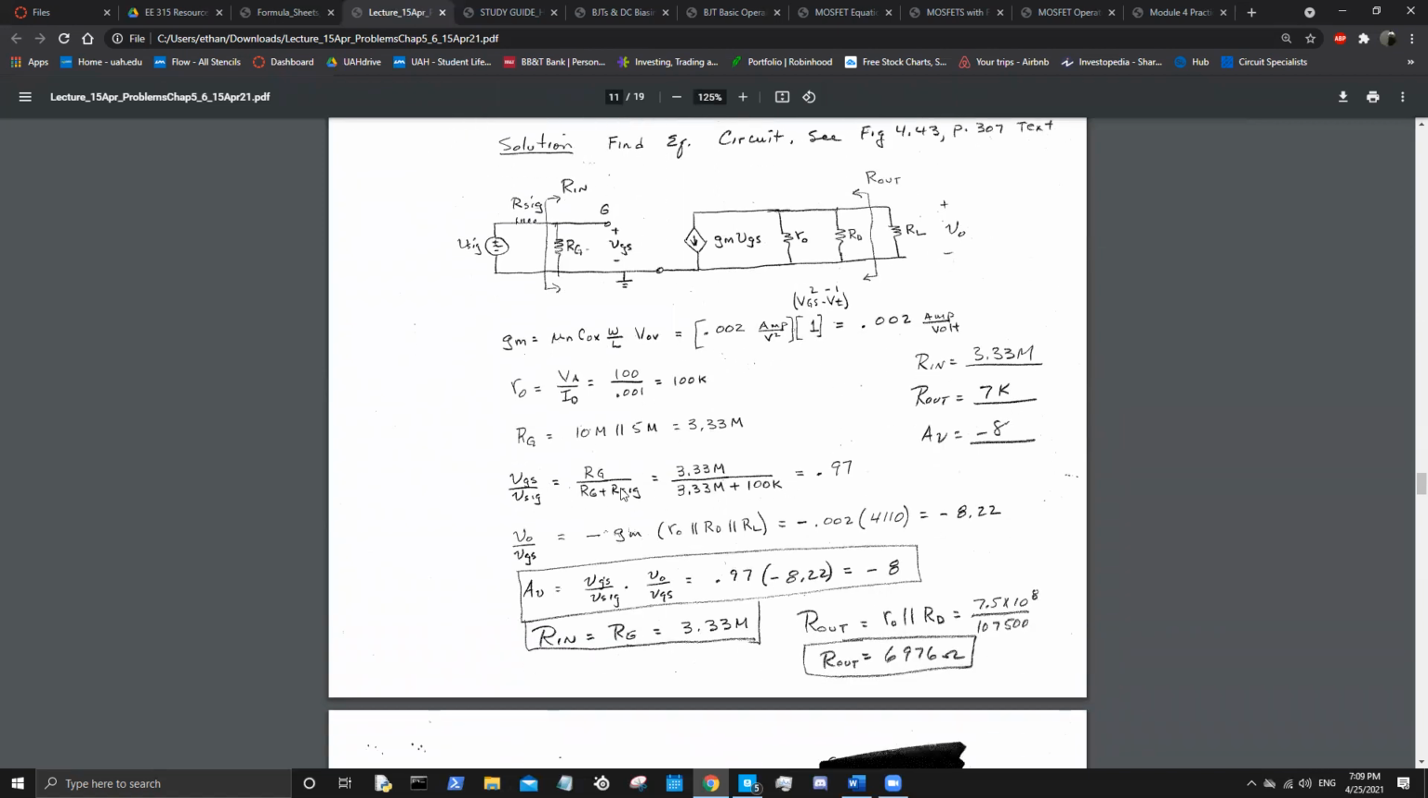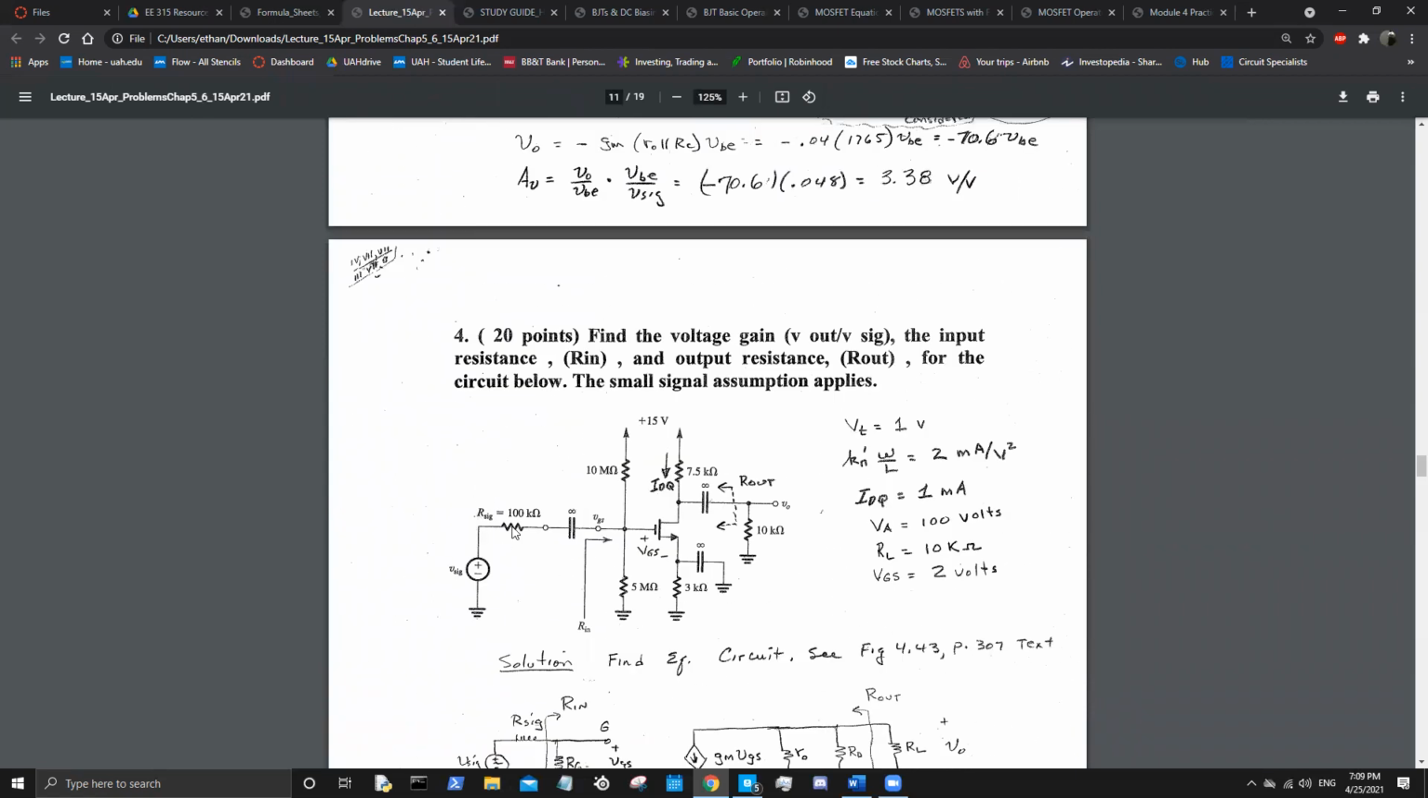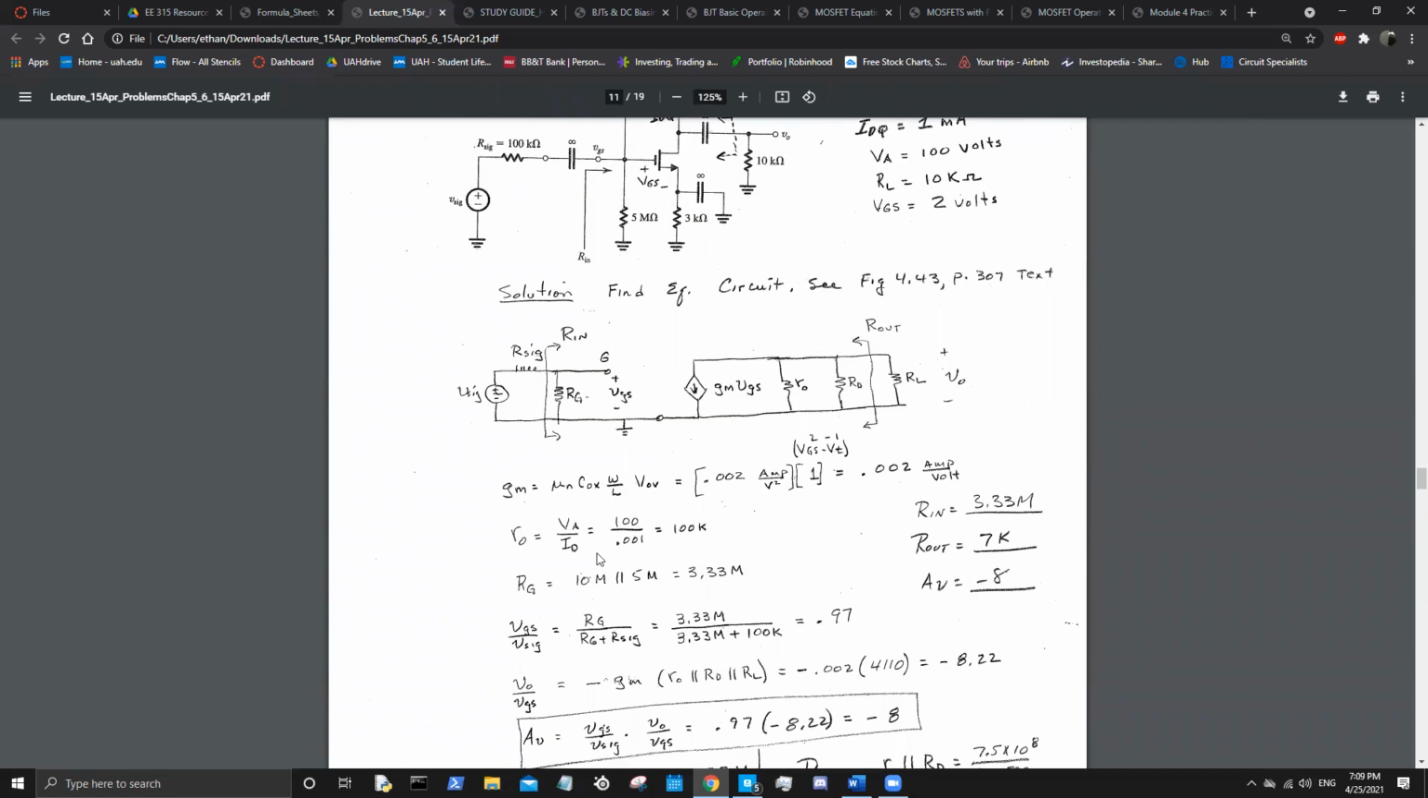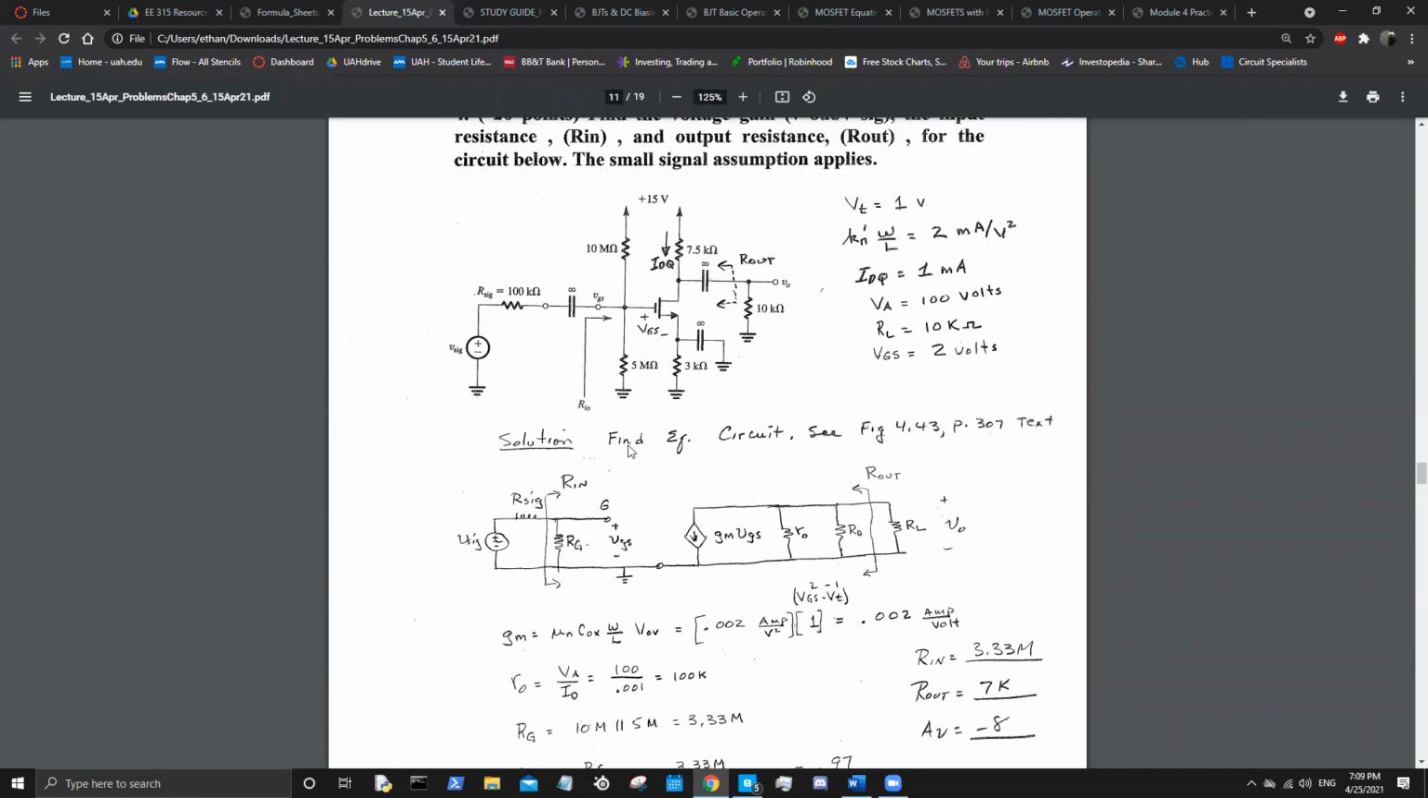Oh wait, no. Never mind, I know where it is. R sig is given right here in the circuit, 100K. And then look, RG. Go back up. Do you see that 10 megaohms and the 5 megaohms? That's RG, and these are taken in parallel, and that spits out 3.33. That is what R in will turn into, and R sig stays on its own.